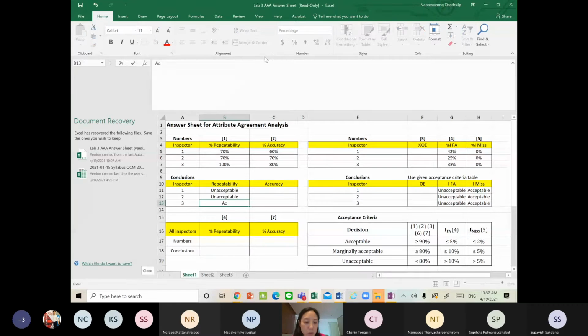Okay, so this is marginally acceptable. Marginally acceptable. About percent OE, for inspector 1.